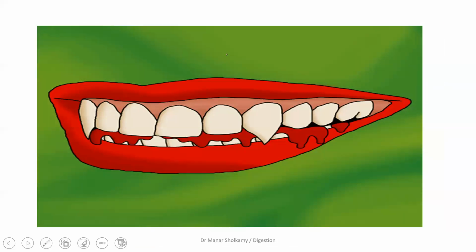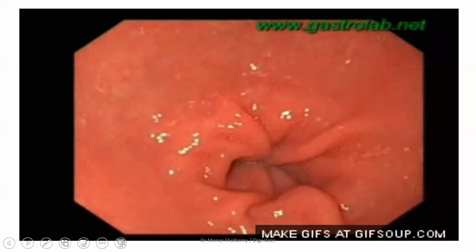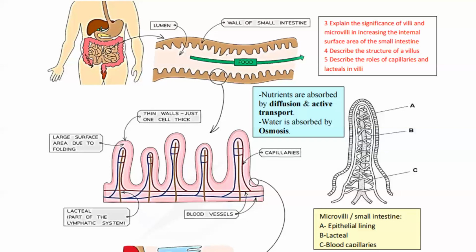Now, we will start here talking about deficiency diseases. No, we talked about that. Deficiency diseases.